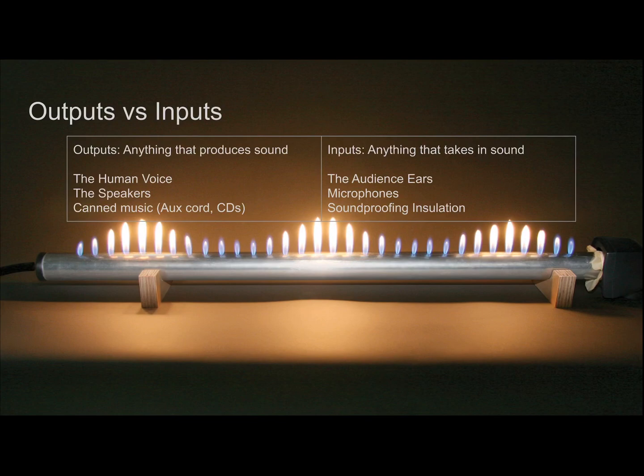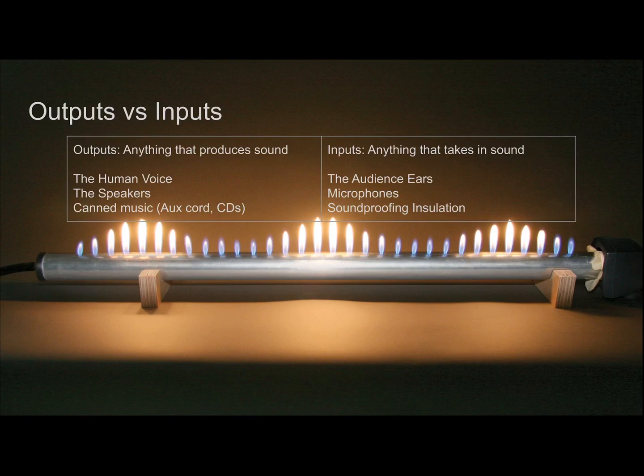We can also usually consider canned music as a device that produces sound. Canned music is specifically recorded music, like what you could play out of an aux cord or a CD. If we had a live concert going on and there were instruments on the stage, for example a cello or violin, those would also be music outputs.